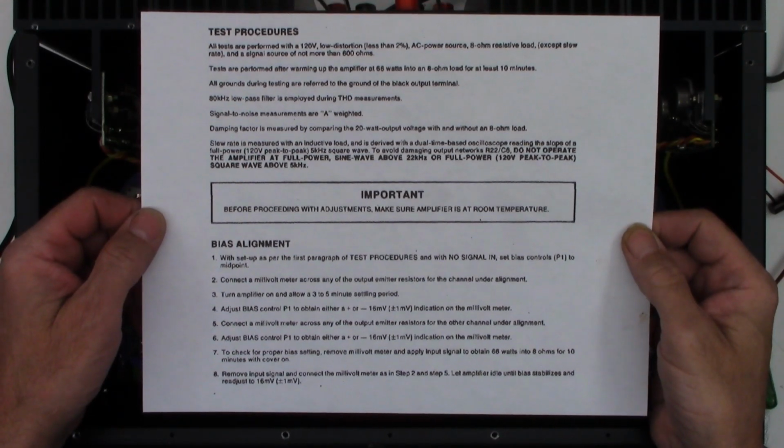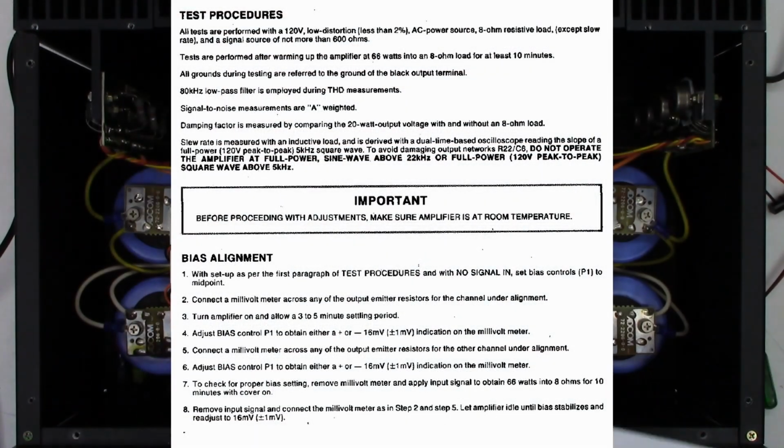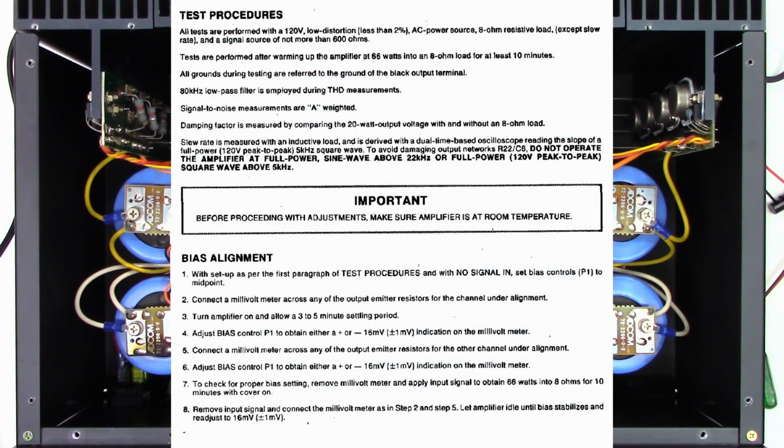Okay, I do have a page from the service manual and I will pop that up on the screen, but it tells me to make sure that I power this unit on with no load, as in the first paragraph. Make sure it's at room temperature. Let it set for 3 to 5 minutes. Adjust the bias control P1 to obtain 16 millivolts plus or minus 1 millivolt on the millivolt meter across any of the emitter resistors on the channel in question. So let's go ahead and do that right now.